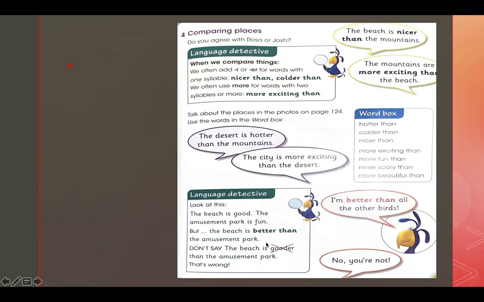Don't forget, with adjectives like good, we cannot put er. We just change the whole word. So good changes to better. Bad changes to worse. Remember this.